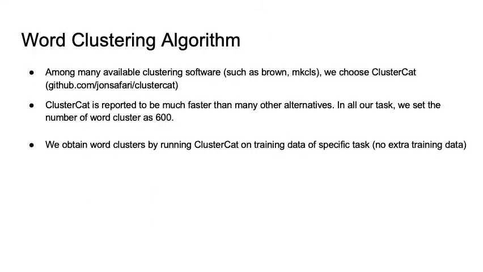As for obtaining word clusters, we choose the ClusterCAT software, as it is reported to be much faster than many other alternatives. In our tasks, we set the number of clusters to 600. We obtain word clusters by running this software on the training dataset of the specific task, which means no extra training dataset is involved.